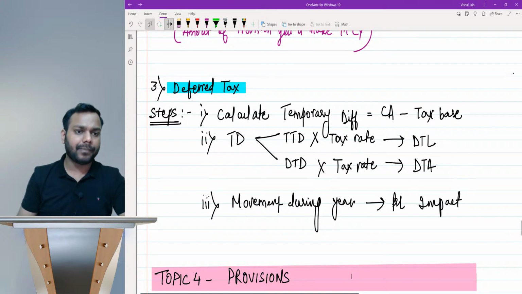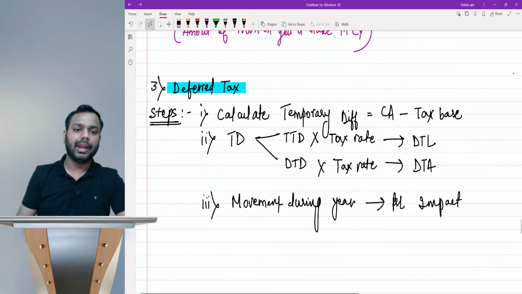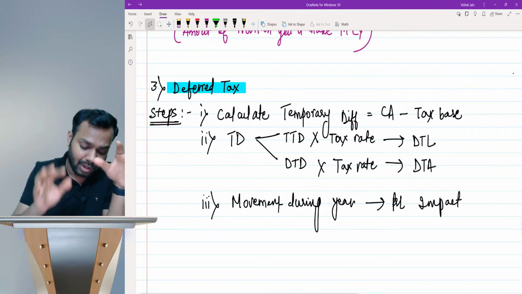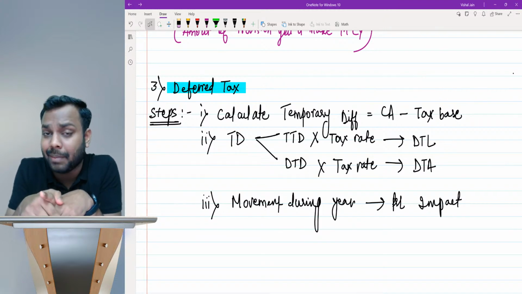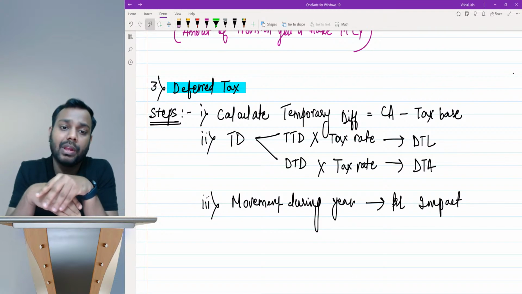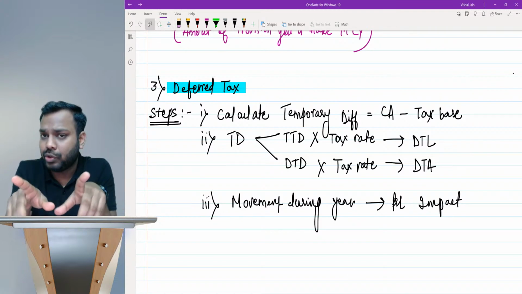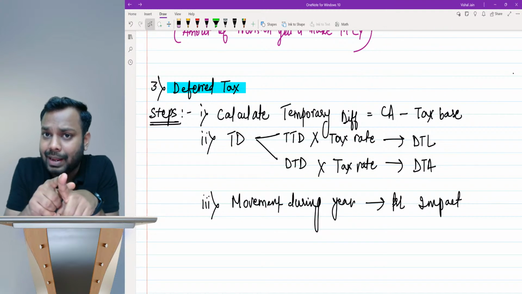In deferred tax, guys, we have to understand that there is a certain process involved. First, you have to calculate the carrying amount of the asset or liability. Then you will calculate the tax base of the asset or liability. I assume you know how to calculate the carrying amount and the tax base.